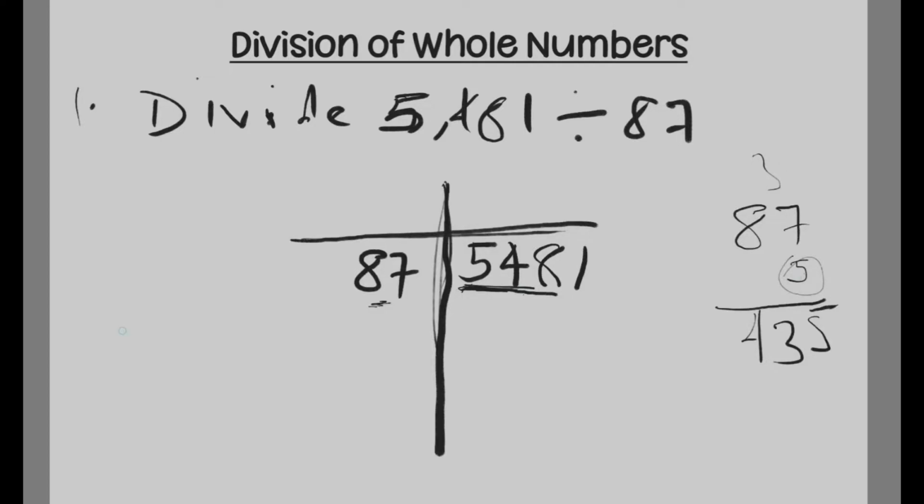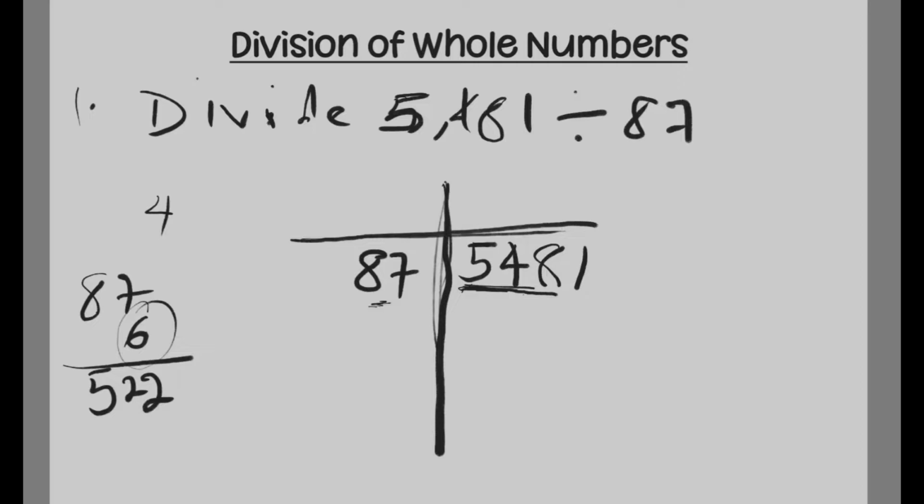So let's say 6. So let's do 87 times 6. 6 times 7 is 42. So I'm going to write 2. I'm going to carry 4. 6 times 8 is 48. So 48 plus 4 is 52. So I have 522. So maybe I can use 6. I don't know yet. Now let me go to another number.